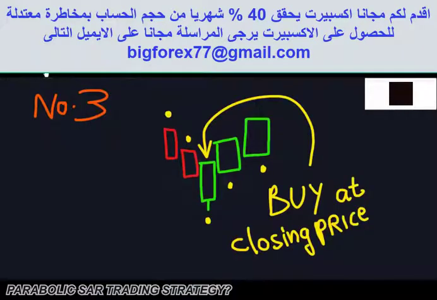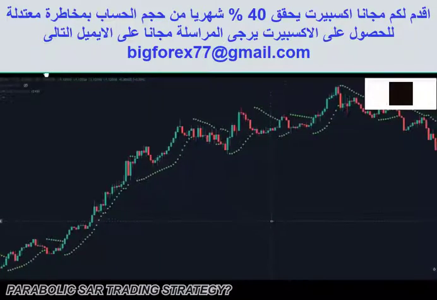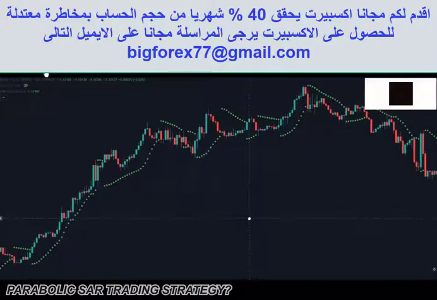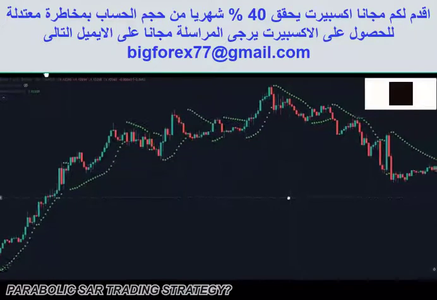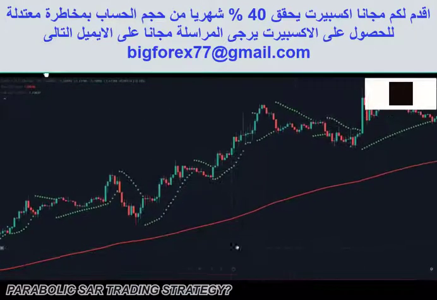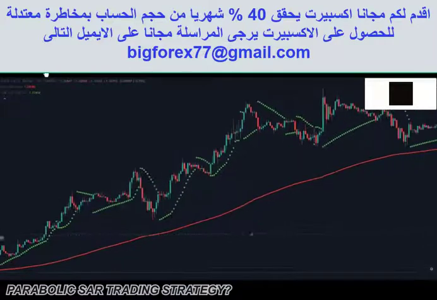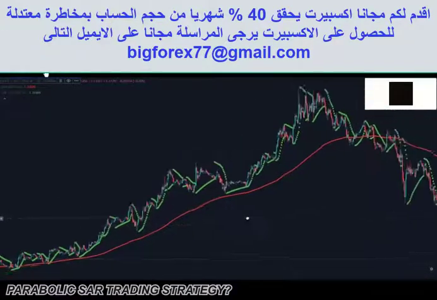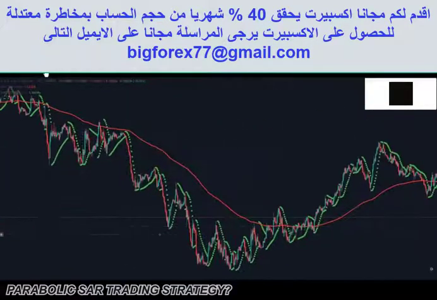Number 3. Do not take positions based on the parabolic SAR if the entry candle is still running. Wait for the entry candle to be completed, and then enter at the closing price of the candle. Number 4. Do not take every entry signal given by the parabolic SAR. Try to analyze the price action as well. The 200-period moving average will also help to filter the false signals given by the parabolic SAR. That's all.